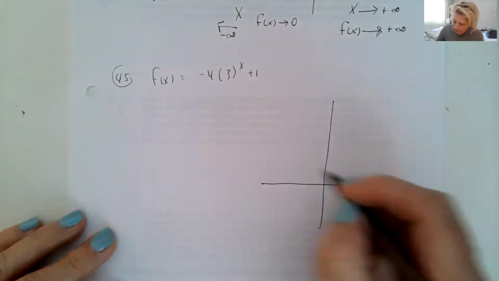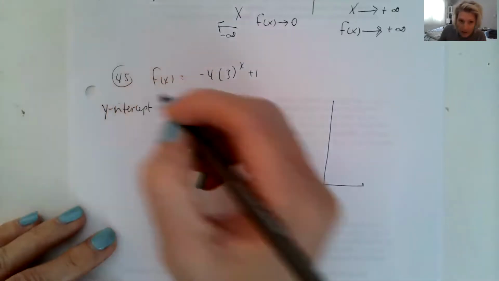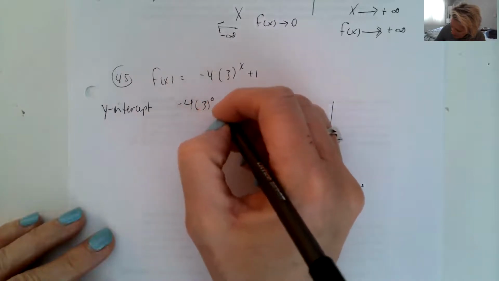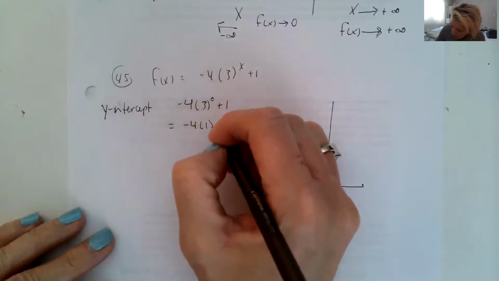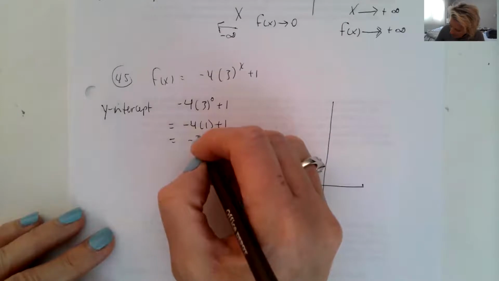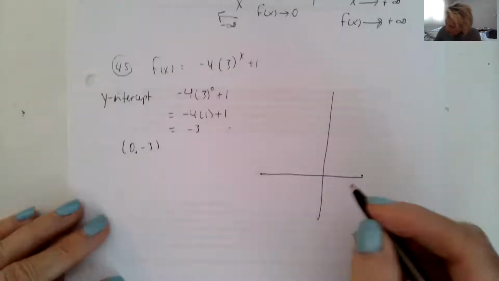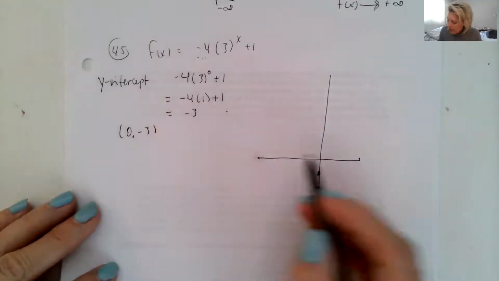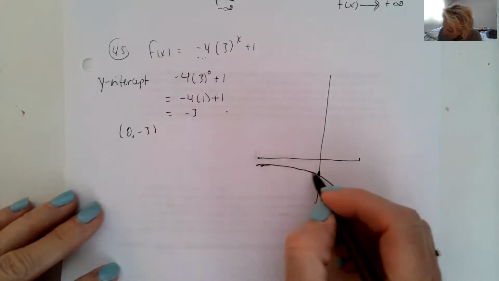So let's look at our y-intercept. We're going to put 0 in for x. And we get -4 times 1 plus 1. We got to add the 1. So we end up with a -3. So our intercept is at (0, -3). And that -4 out here is going to be that reflection across the x-axis here.